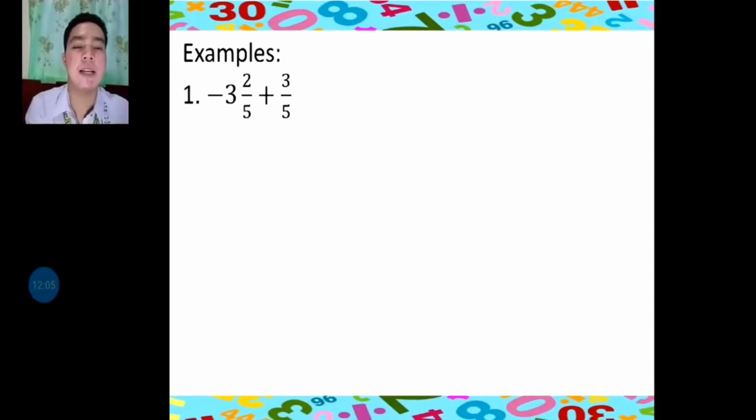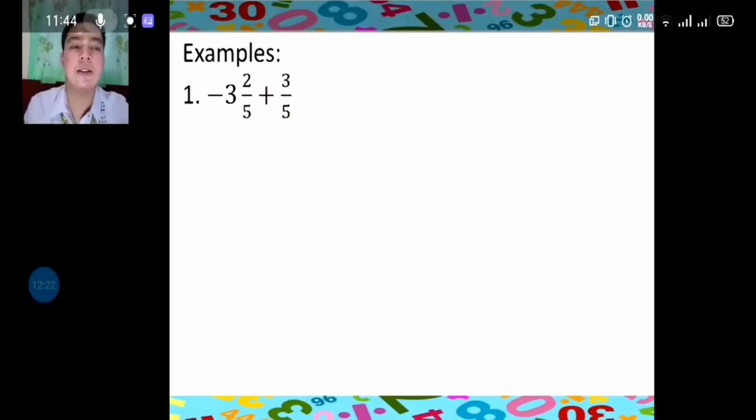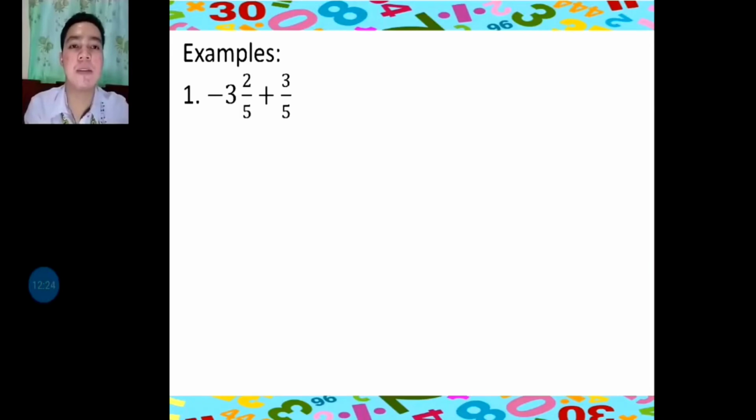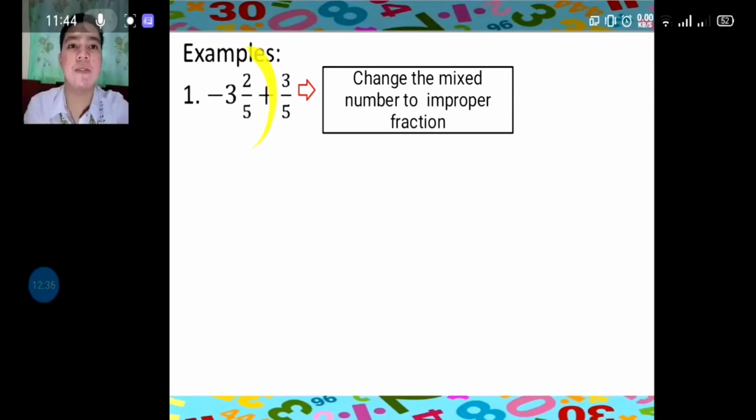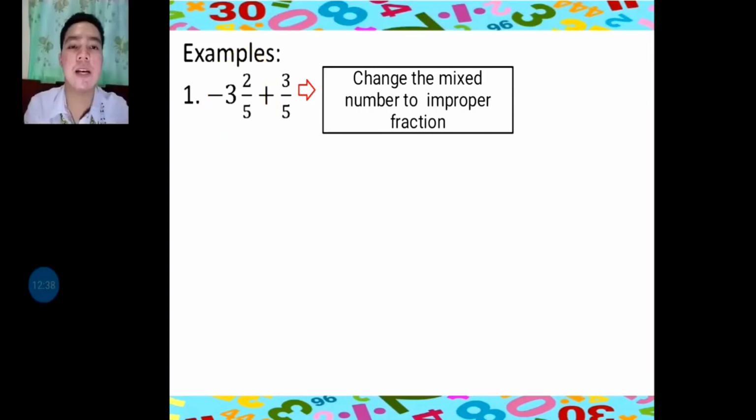Now, let's have another example. As you can see, we have negative 3 and 2 over 5 plus 3 over 5. It's somewhat complicated because we have addition, but we have different signs on our fractions. What you are going to do is, first you have to change the mixed number to an improper fraction. What is the mixed number here? We have negative 3 and 2 over 5. That is our mixed number. So we will change that into an improper fraction.